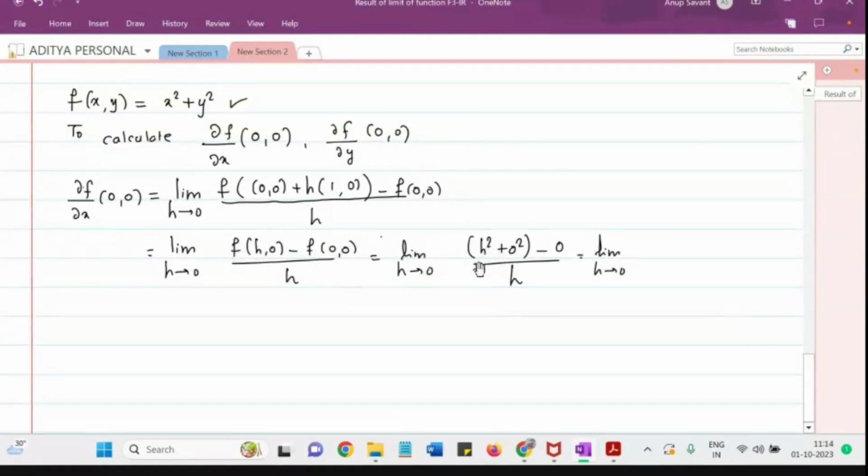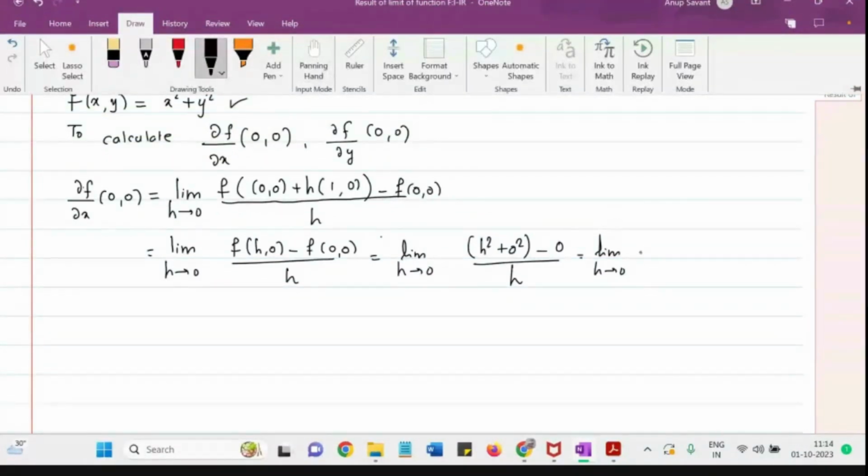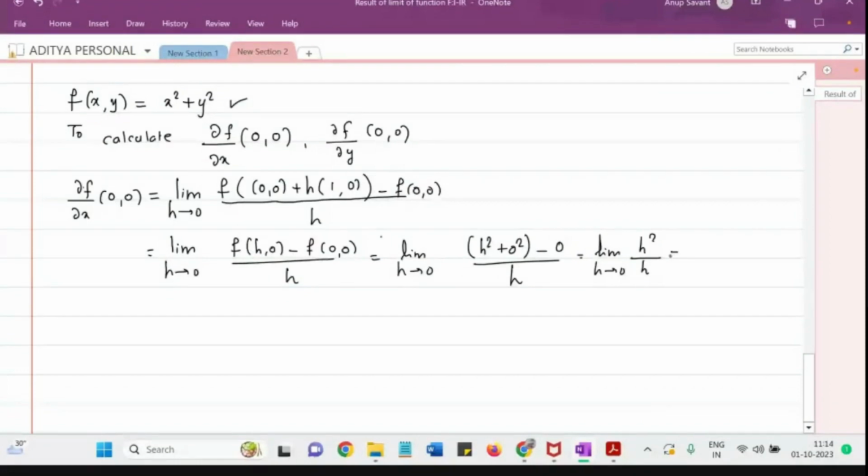So f of h, 0 simply turns out to be h square plus 0 square, and f of 0, 0, by putting the value here, is 0. Now simplify this, and this turns out to be h. This is the limit h going to 0 of h, and hence the answer is 0. I hope you have understood how to execute the definition. In case you have understood, I'll give you a minute right now.